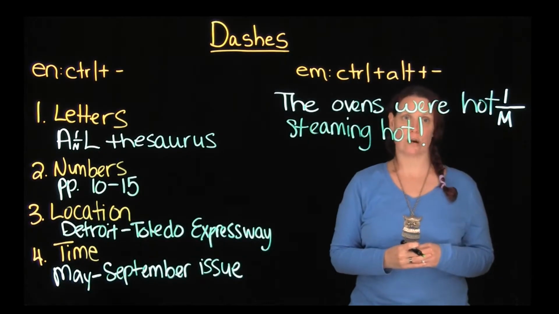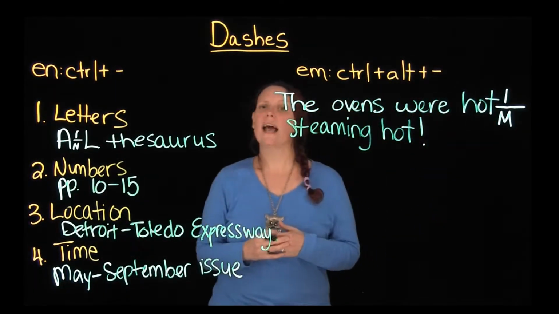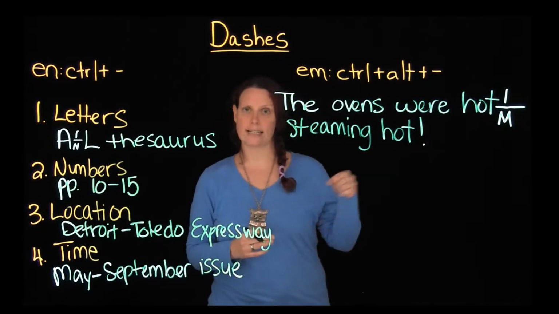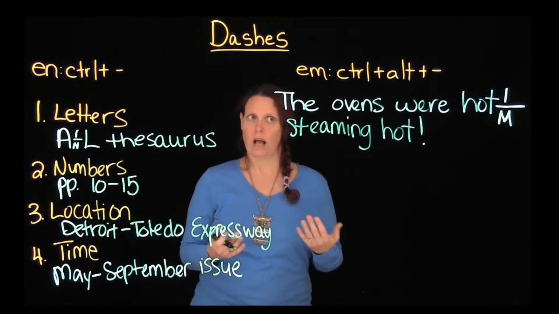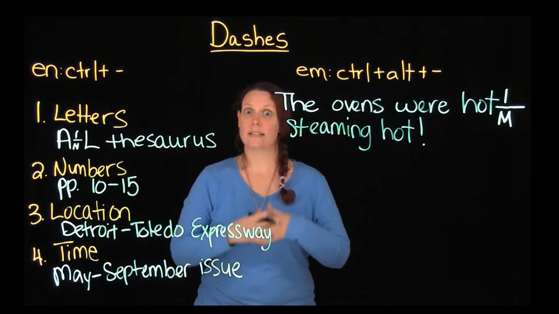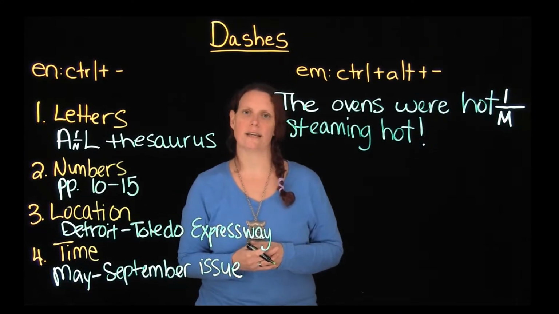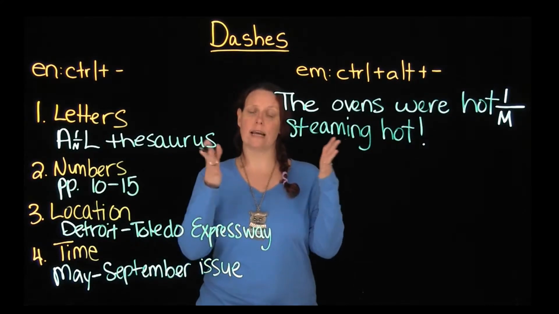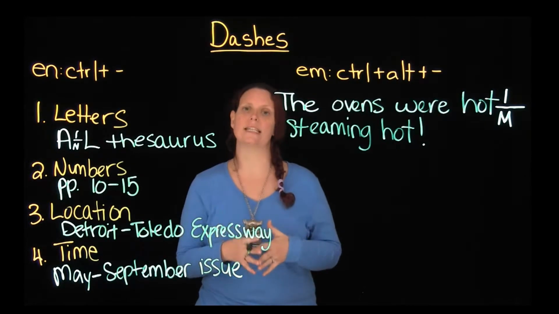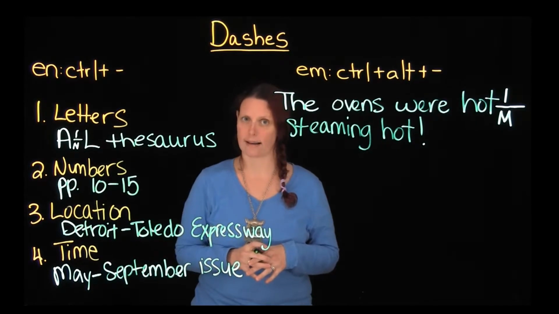Now, it's important to note that when using a dash, you could actually use either 1, like I did here, or 2. I could have said it was hot, steaming hot, near the ovens. And in that case, whatever is in between my 2 dashes is the thing that I'm trying to highlight.